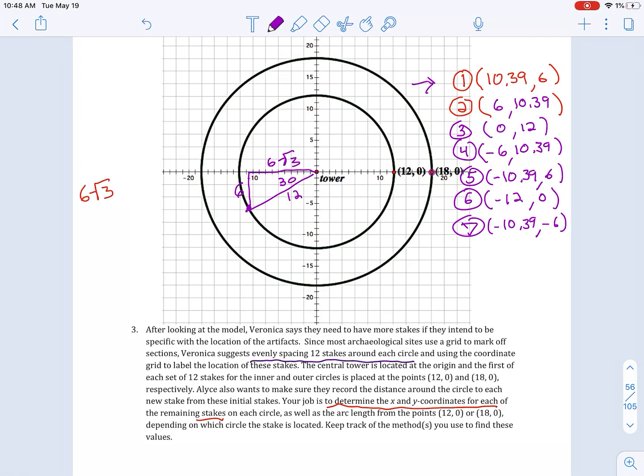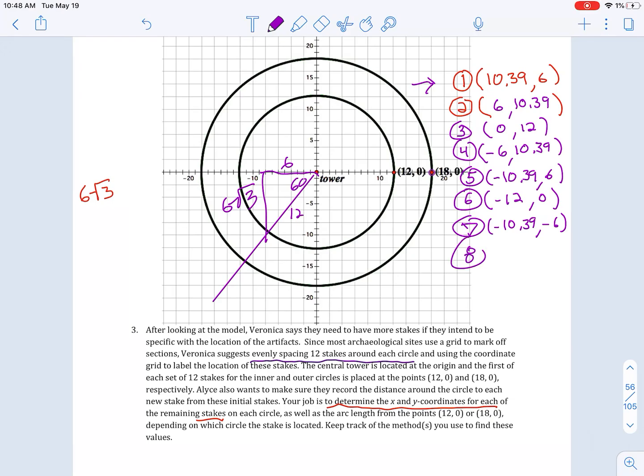All right, so I think that you guys can see what to do now. Do check your answers with the answer key that I think will be on Canvas, but I think that you guys will be able to get it from here. So the next one is just going to be, okay, this is 60. Here it is. This is 12. Short leg 6. This is 6 times the square root of 3. So stake 8 would then be 6 left and 10.39 down. And then you just have to go through and do the remaining stakes.